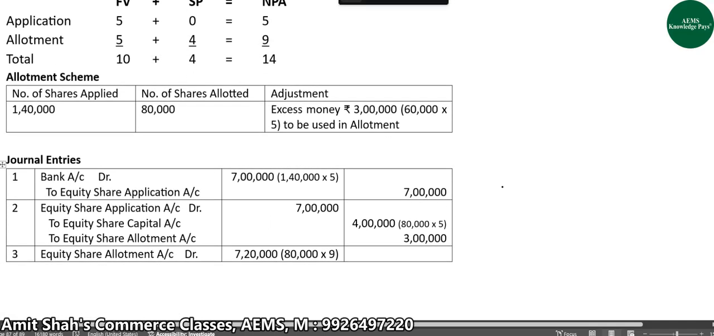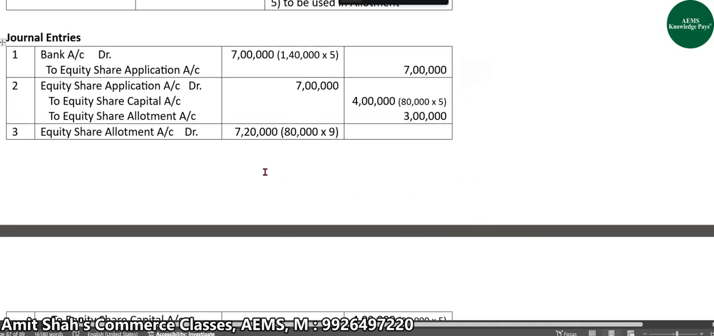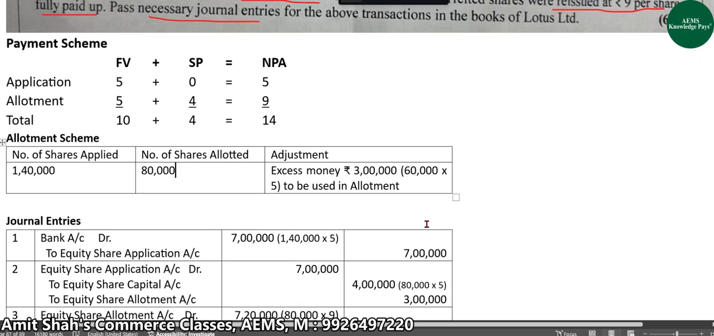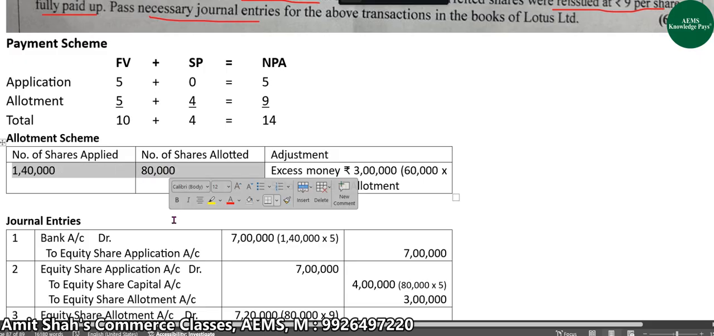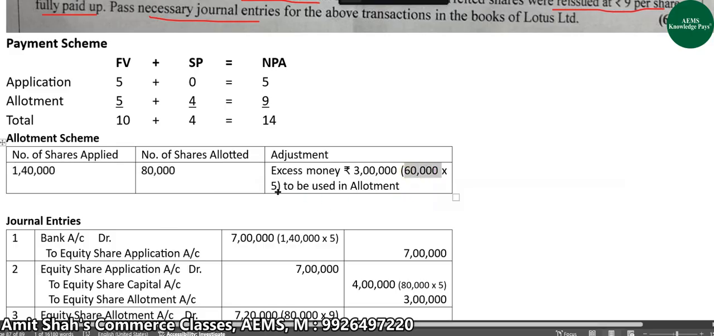Sir, in the allotment scheme, that 60,000 shares into 5, that 5 rupees is the application amount, sir. Correct, because excess money you receive along with the application form only. So in whatever sum, if they're telling us to allot the excess shares at allotment time, we have to multiply the excess shares with the application amount only. Correct. And the excess number of shares you will find with the difference of applied and allotted. So 140 minus 80 is 60,000 multiplied with application money. That gives you the excess money.